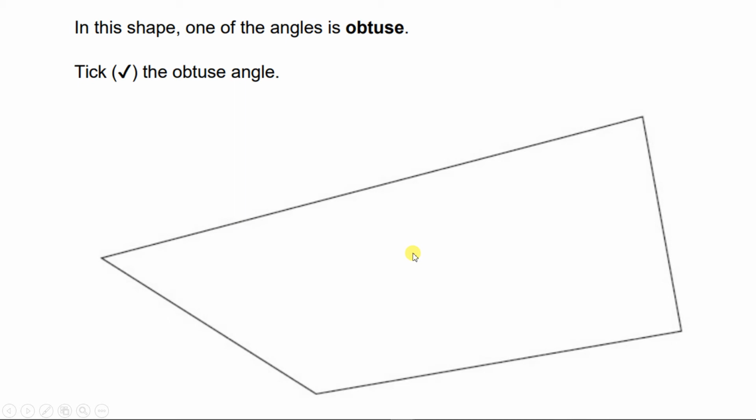One of the angles is obtuse. Tick the obtuse angle. It's going to be this one here because it's between 180 and 90 degrees.